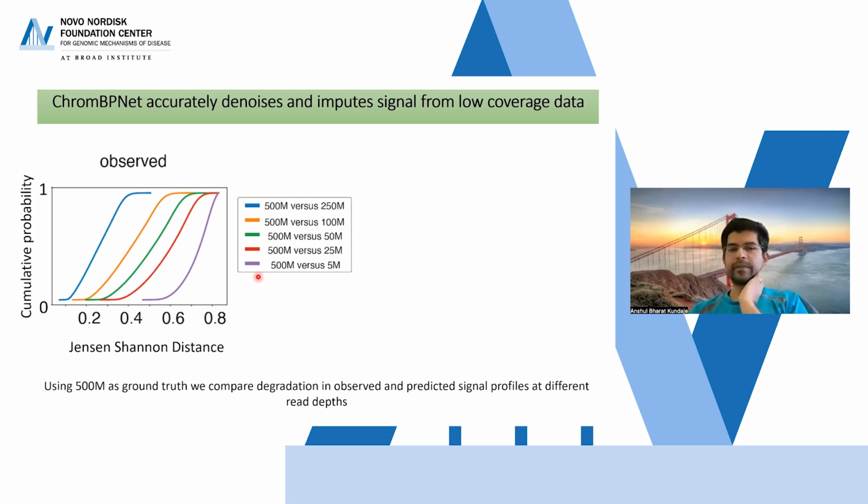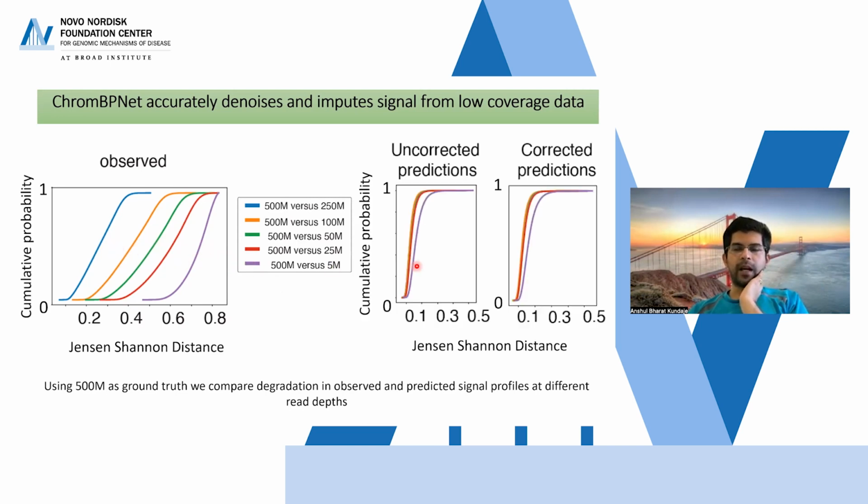Hold on. So this is observed data. You see a dramatic reduction in the profiles. If you look at predictions, you can see something very different, right? All these cumulative distributions are on top of each other, which is awesome. That tells us that the predicted profiles are incredibly similar. Only at 5 million reads, you see a bit of a drop off, but nothing compared to the observed data. So there's beautiful denoising going on.